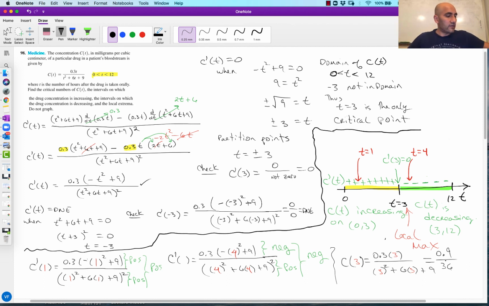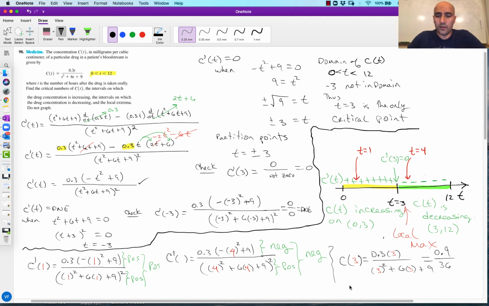Getting my calculator out, 0.9 divided by 36 gets you to 0.025. So we can establish that C of 3 equals 0.025. And so now we're ready to answer all our questions.